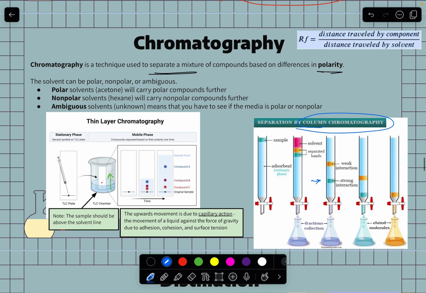All right, with thin layer chromatography, so with this paper version, you can measure the distance that the compound moved versus the distance that the solvent moved, and use what we call the RF factor. The RF factor is a ratio of how far it moved. So it's the distance moved by the compound divided by the distance moved by the solvent. It just tells you how far it moved up the paper.